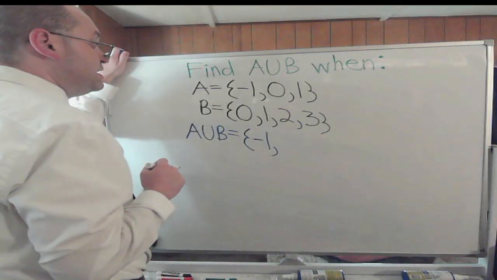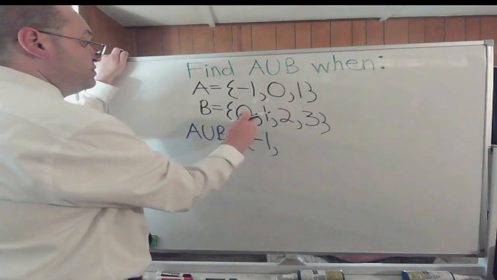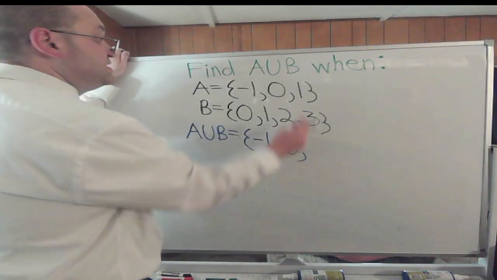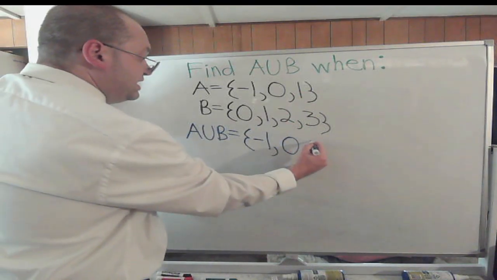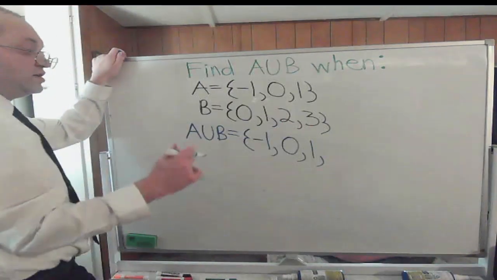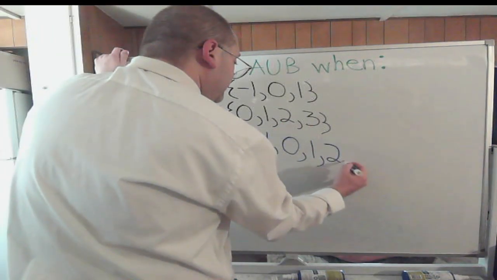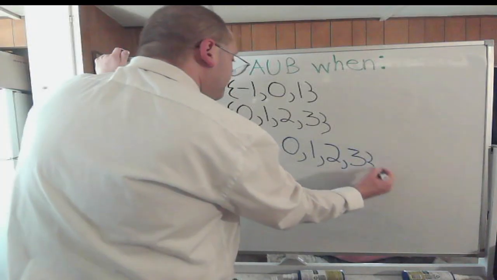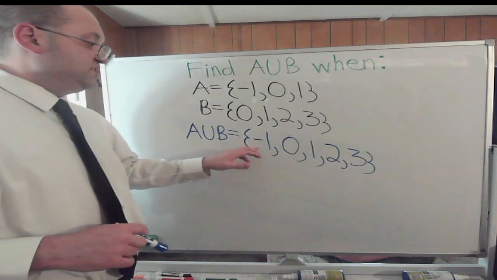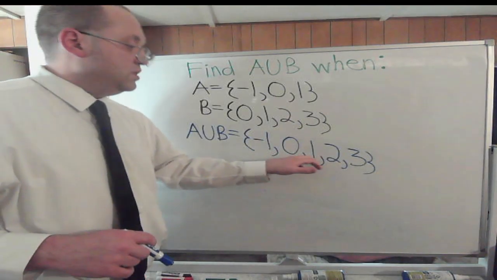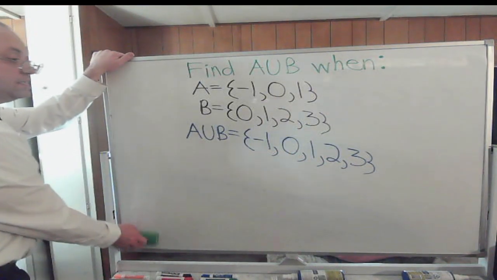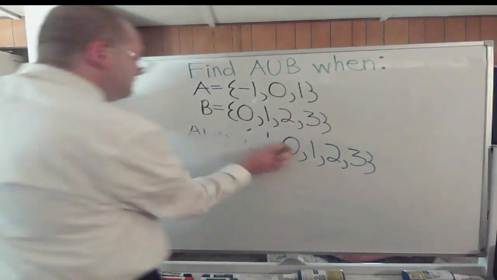Now, let's see, 0 occurs in both A and B, but you only got to list it once. So next you'll have 0. Let's see, 1 occurs in both A and B, but you only got to list it once. So you'll have 1. Then 2 and 3 both only occur in B, but you'll still have those since it's a united set. So the union of A and B gives you the set of -1, 0, 1, 2, 3. That's exactly what you would get.